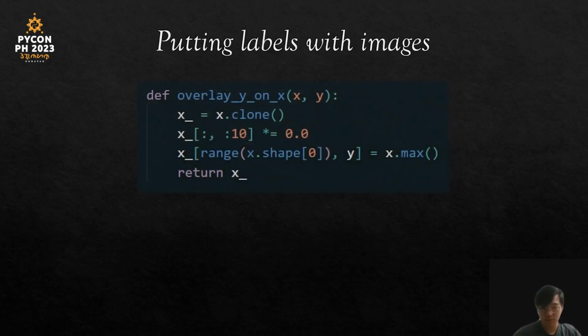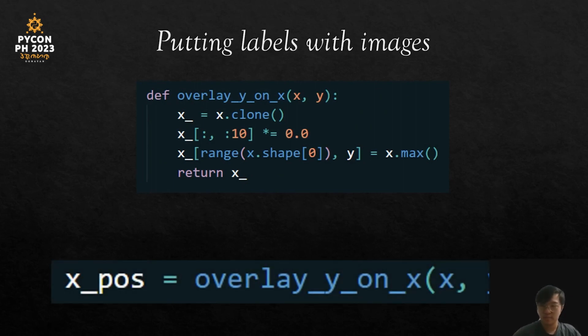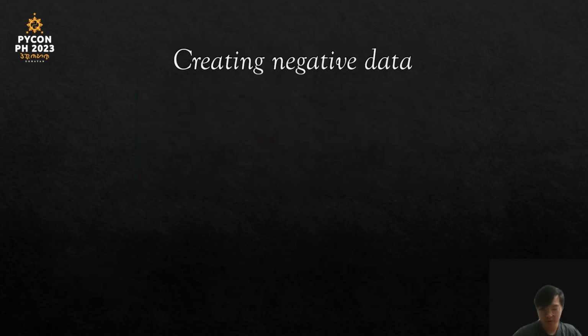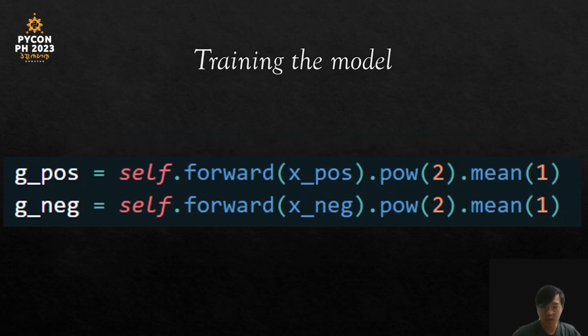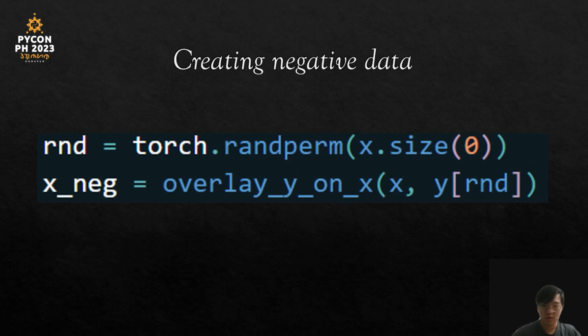So we first put labels with images to get the positive data. We have X and Y, X being the images and Y being the labels, obviously. We just put the labels onto the images, and that's how we get positive data. But for creating negative data, we get a random permutation of the size of X, our training data. We shuffle the labels and assign each image a random label that's not its own. That's how we create our negative data.